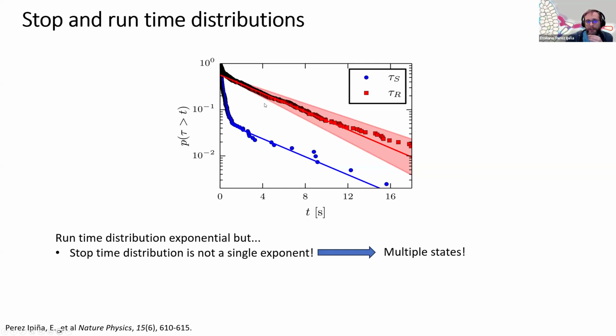associated with the idea that there is a constant rate of becoming stopped from the running. But when we see the stopping time distribution, now we see something that doesn't fit very well with one exponential, but it actually fits very well with two exponentials. So this is suggesting that there is no single timescale here, but there are multiple, at least two. So this is suggesting that our stop event has multiple states.